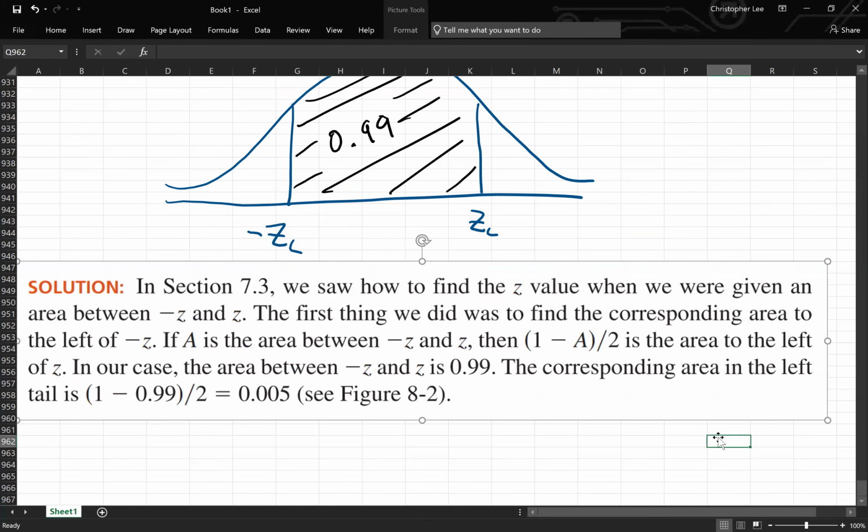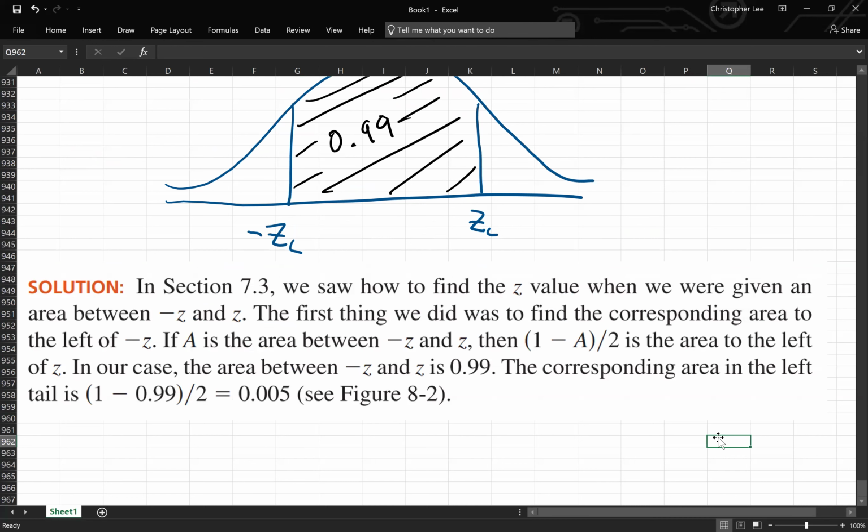All right, so in the previous section, we saw how to find the Z value when we're given an area between negative Z and Z. The first thing we did was to find the corresponding area to the left of negative Z. If A is the area between negative Z and Z, then 1 minus the area divided by 2 is the area to the left of Z. In our case, the area between negative Z and Z is 0.99. The corresponding area to the left tail is 1 minus 0.99 divided by 2.